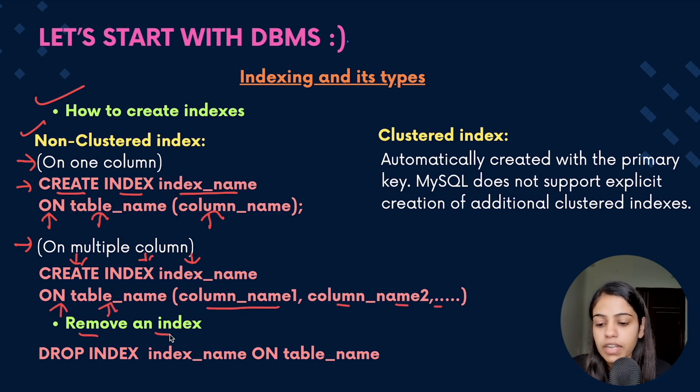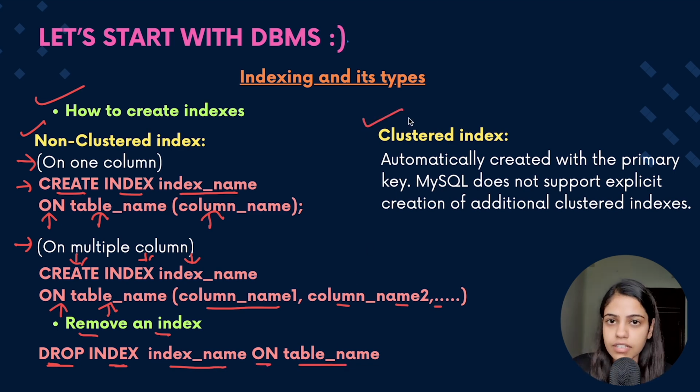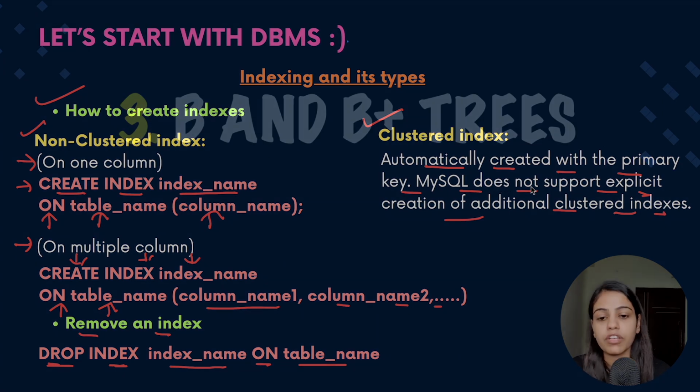Now when we want to remove an index, we give the command DROP INDEX, then the index name, and then ON and the table name. Now coming to the clustered index, it automatically gets created with the primary key. MySQL does not support explicit creation of additional clustered indexes. It automatically creates it with the primary key itself.